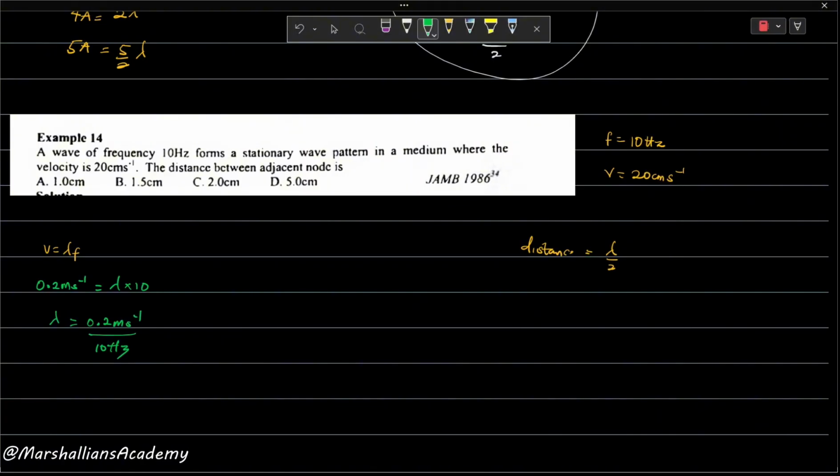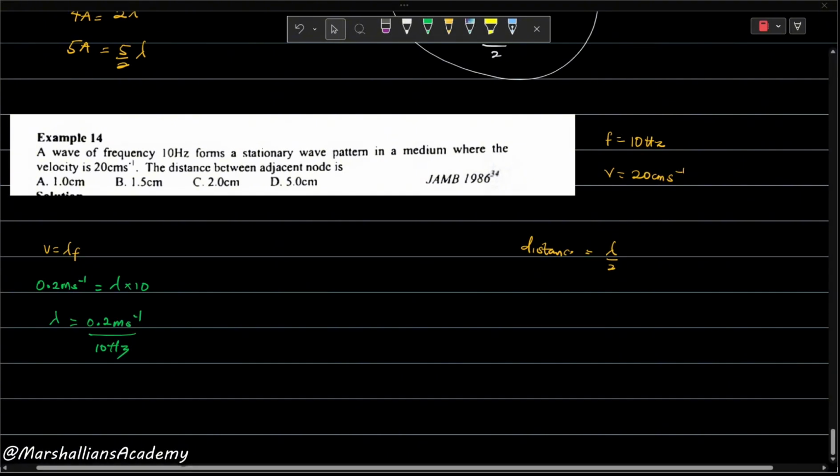0.2 divided by 10. If you punch your calculator, let me see if I can pull up a calculator right now. Okay, I've pulled up my calculator. So I'm going to have 0.2 divided by 10, and I got 0.02 meters.